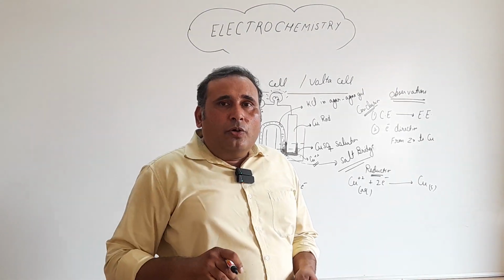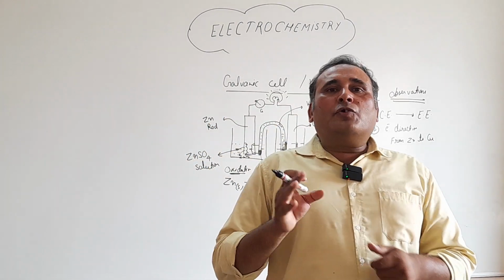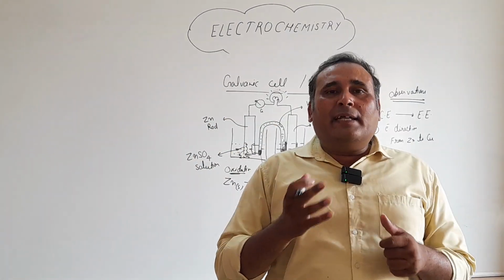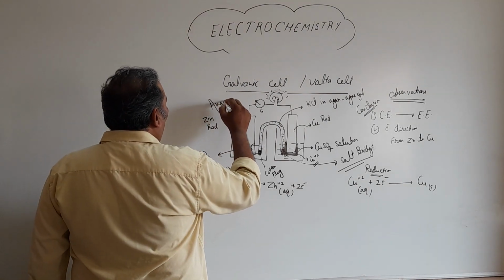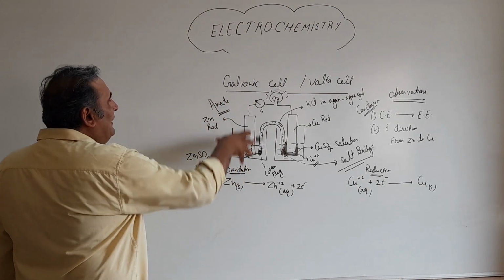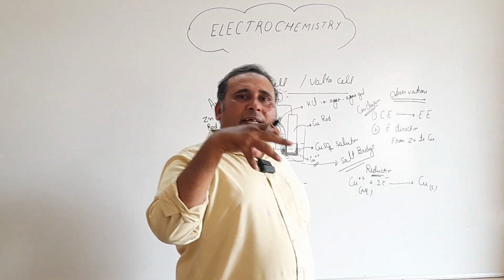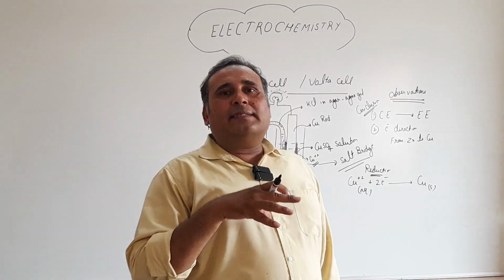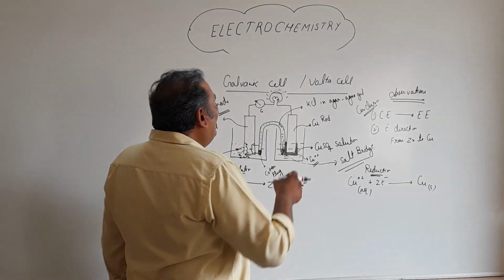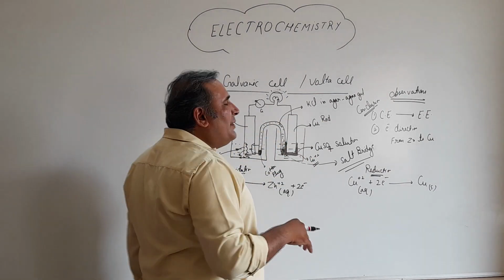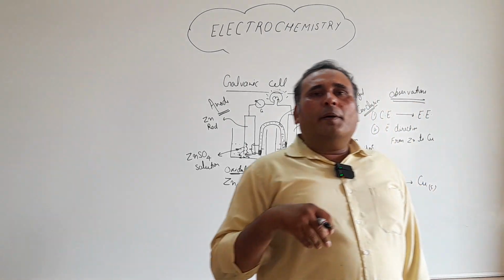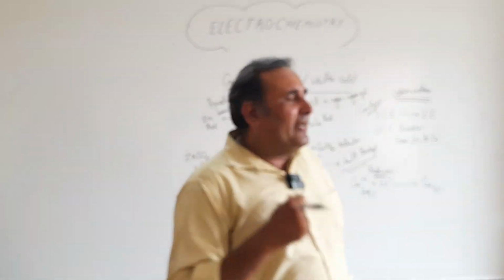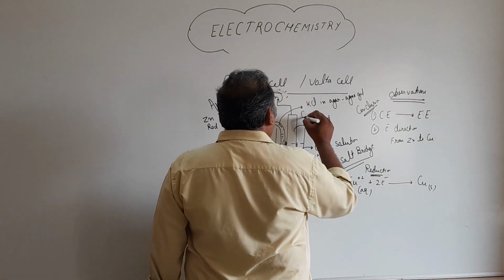We all know the electrode at which oxidation takes place is known as the anode. So our zinc rod dipped in ZnSO4 solution works as the anode, and the electrode at which reduction takes place is called the cathode. So the copper rod dipped in copper sulfate solution is working as the cathode.